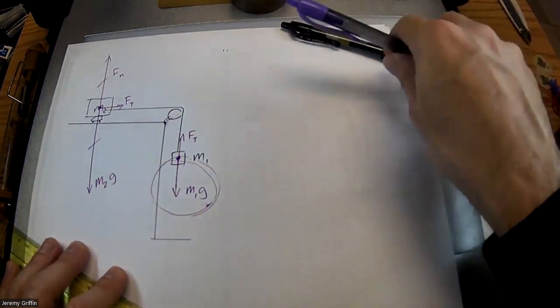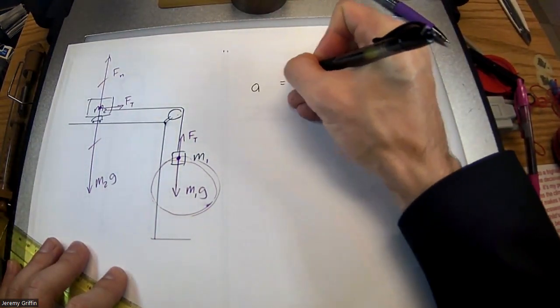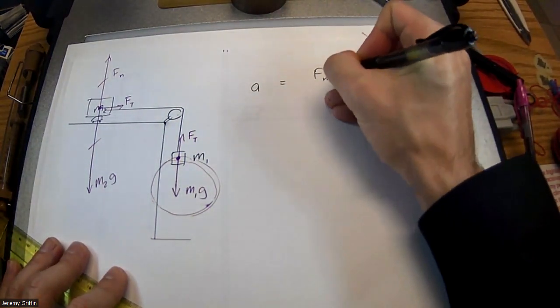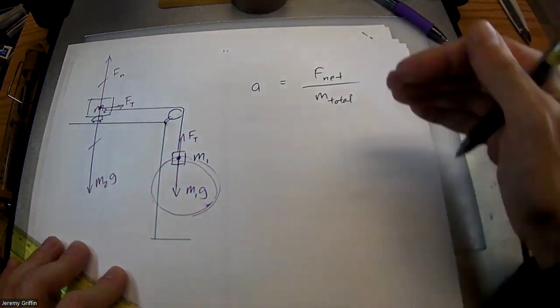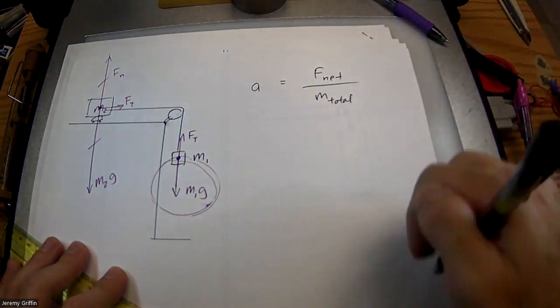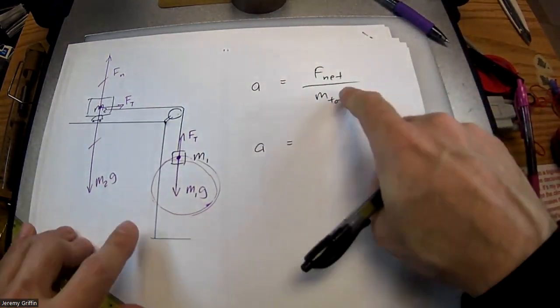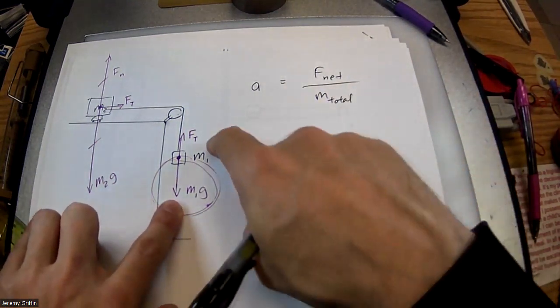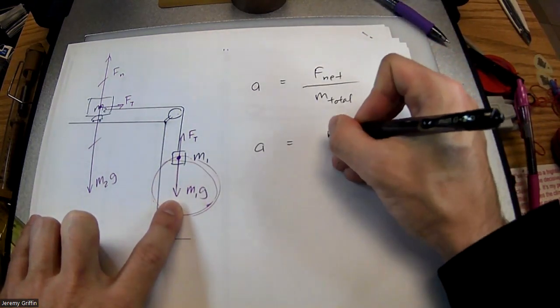Okay, so let's set up Newton's second law of motion. The acceleration of the system is the net force acting on the total mass. That's Newton's second law of motion: forces on masses cause accelerations. And since the question was, what is the acceleration? Well, the net force is the weight of M1. That's the only one that's driving the system to move. So I'll call it M1G.